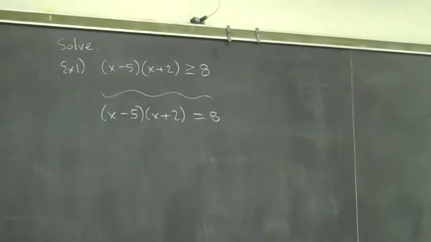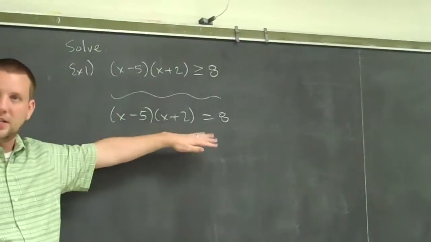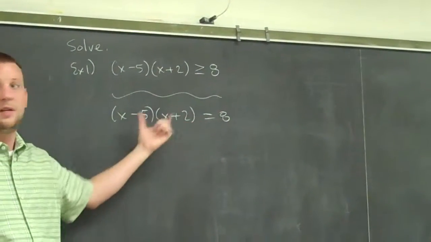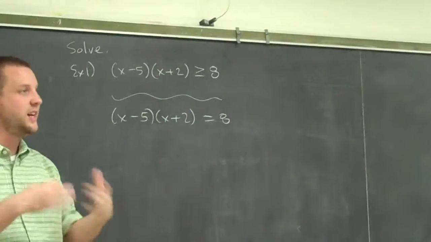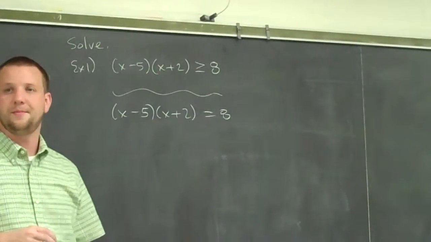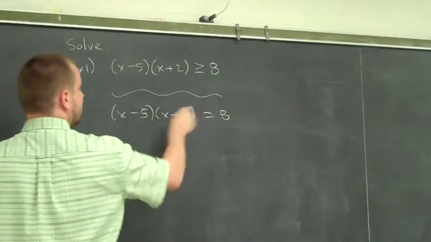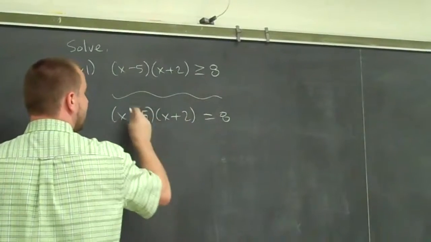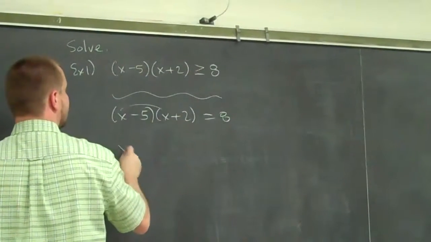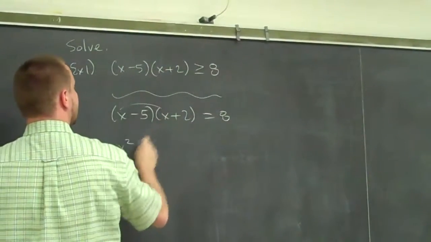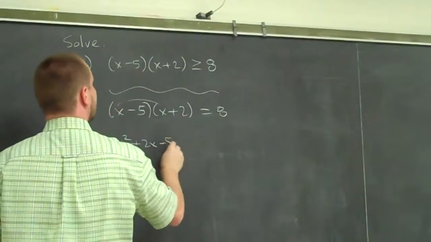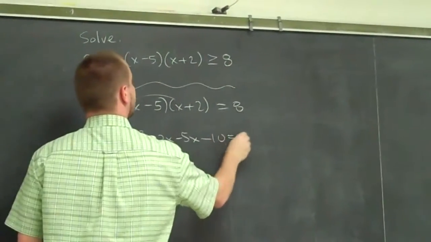If I call that equals, well then what kind of equation is this? And how do I solve it? This is a quadratic equation, but I gotta get it in standard form and all that mess, right? So I'm gonna have to multiply this out. So that's x squared minus 5x, minus 10 equals 8.